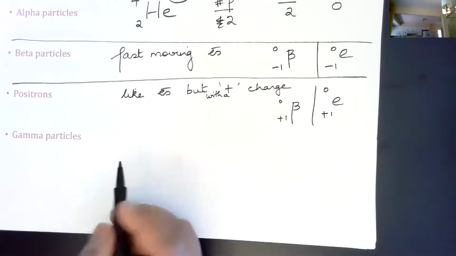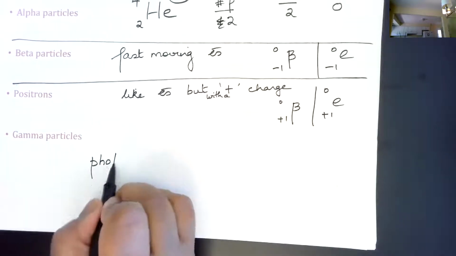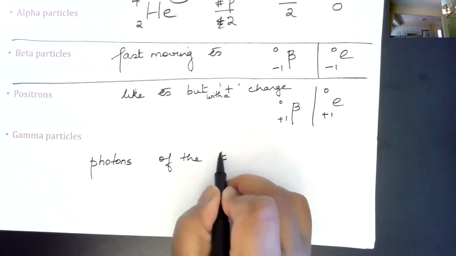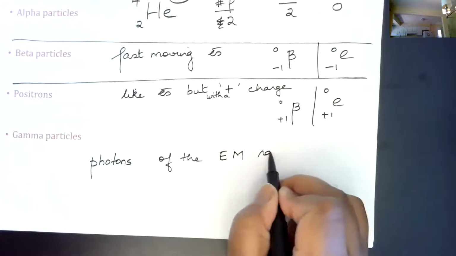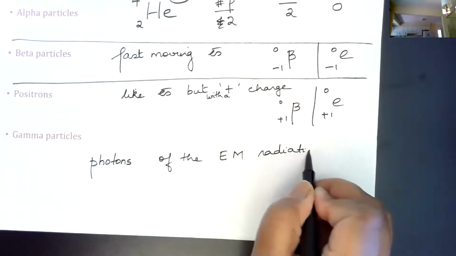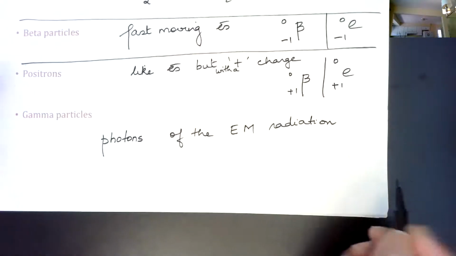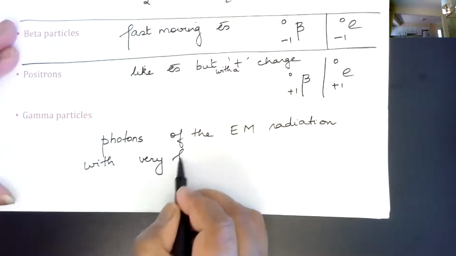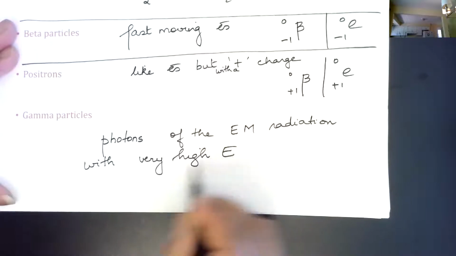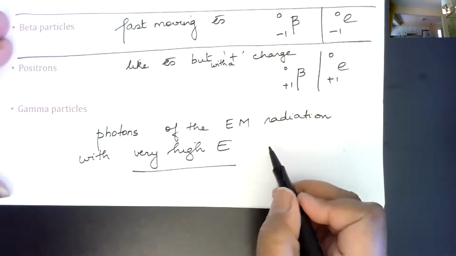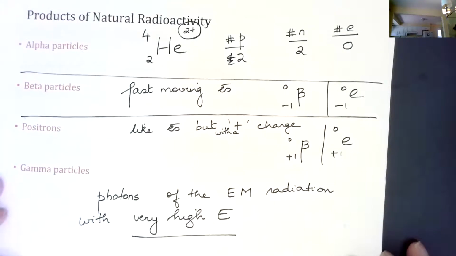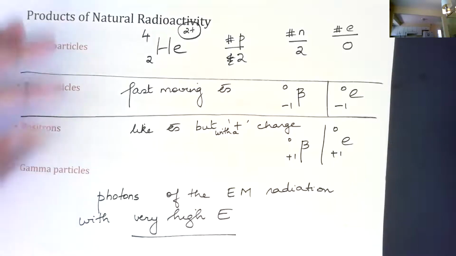Gamma photons, right, of the electromagnetic radiation with very high energy. Okay. Review of the previous page. Got it?